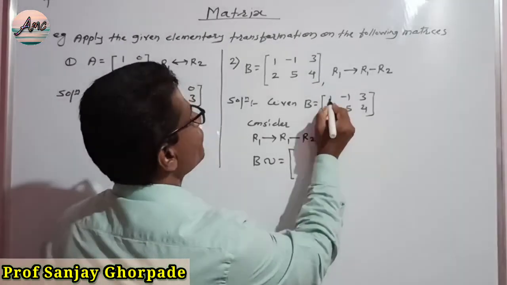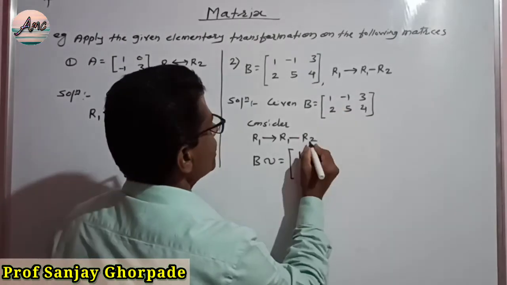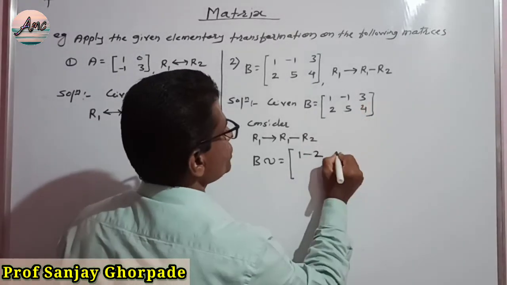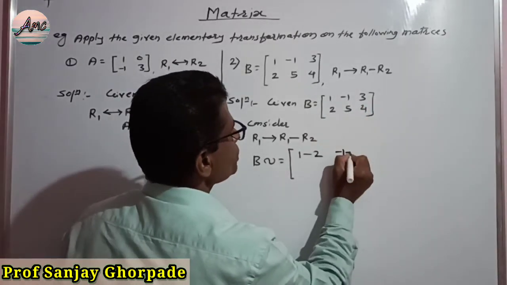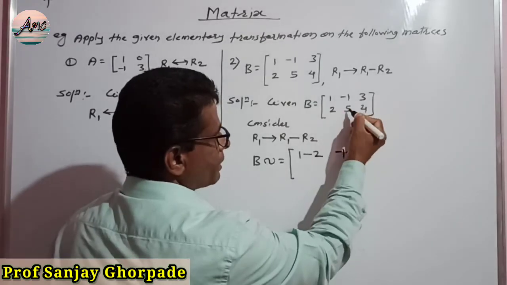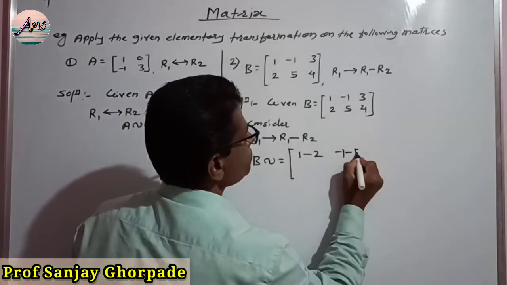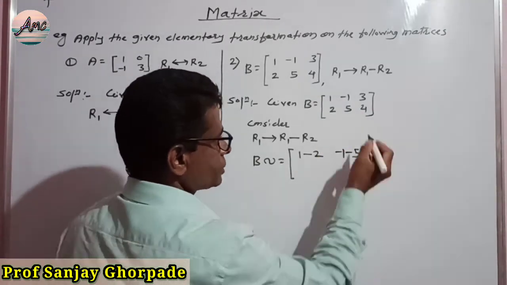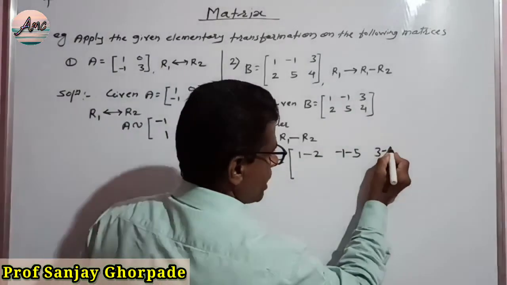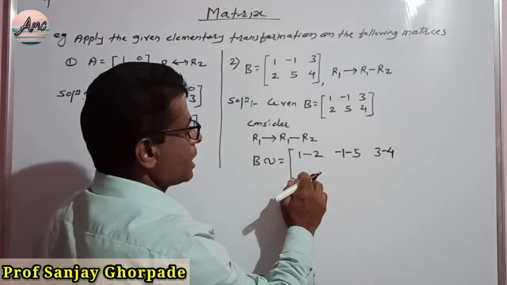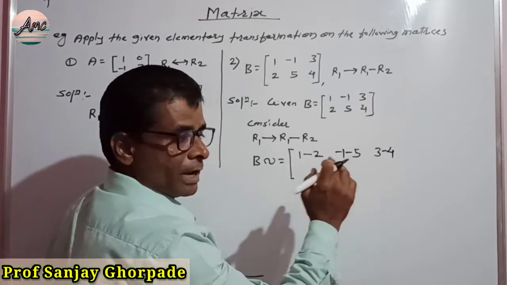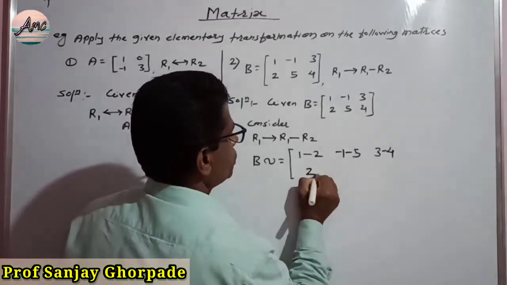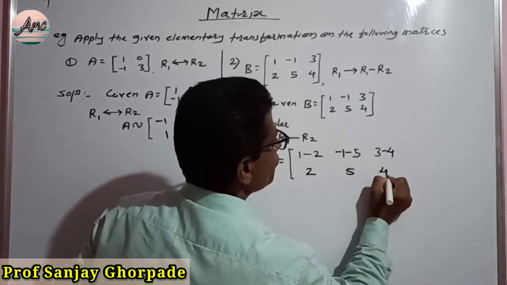Say the first element is 1, minus first element of second row which is 2. Next element of first row is minus 1, minus next element of second row which is 5: minus 1 minus 5. Next is 3 minus 4. Whereas there will be no change in the elements of second row. So no change in the second row: 2, 5, 4.